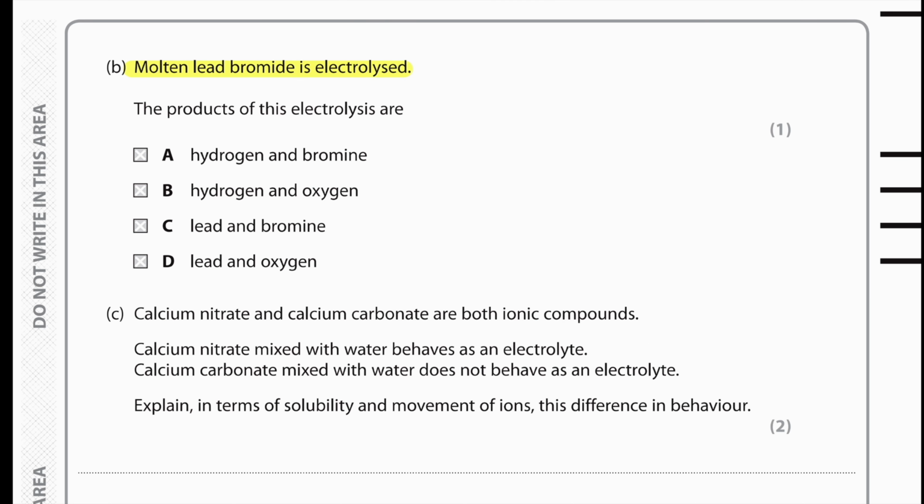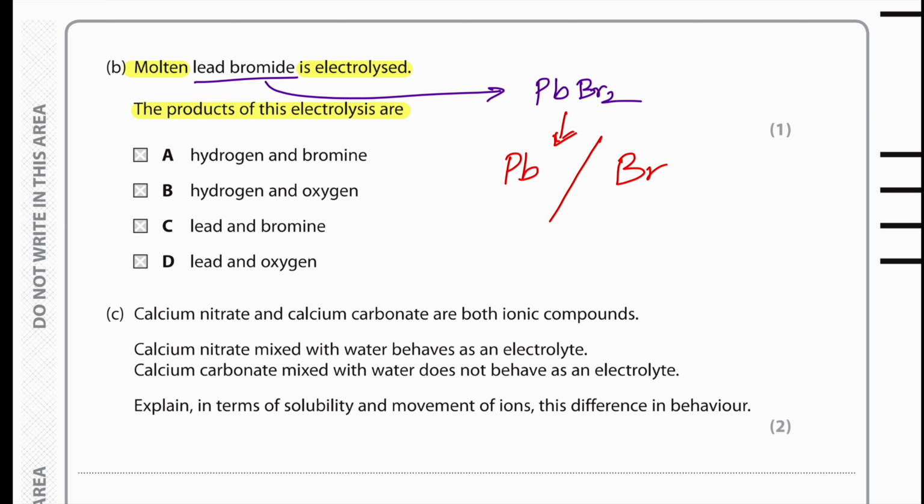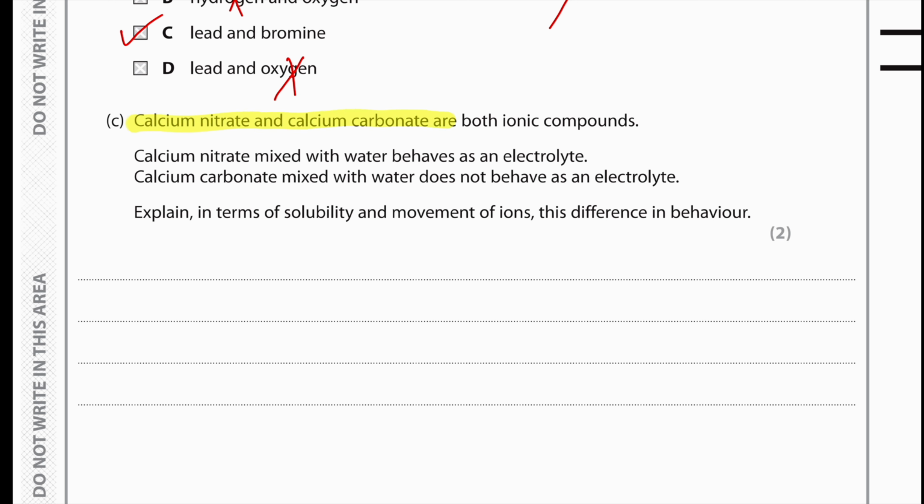Molten lead bromide is electrolyzed. The products of this electrolysis are, now if we look into molten lead bromide, we have PbBr2. Now if you do not remember the formula, it's still fine. We just need to know what type of compounds we're going to get from it. Of course, since it is molten, we can only get the metal and the bromine. So when the answer says hydrogen, it's definitely wrong. The answer saying oxygen is also wrong. So lead and bromine.